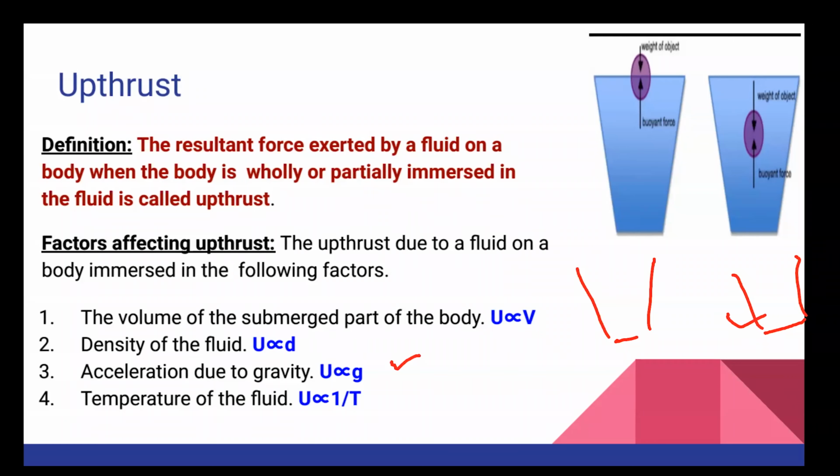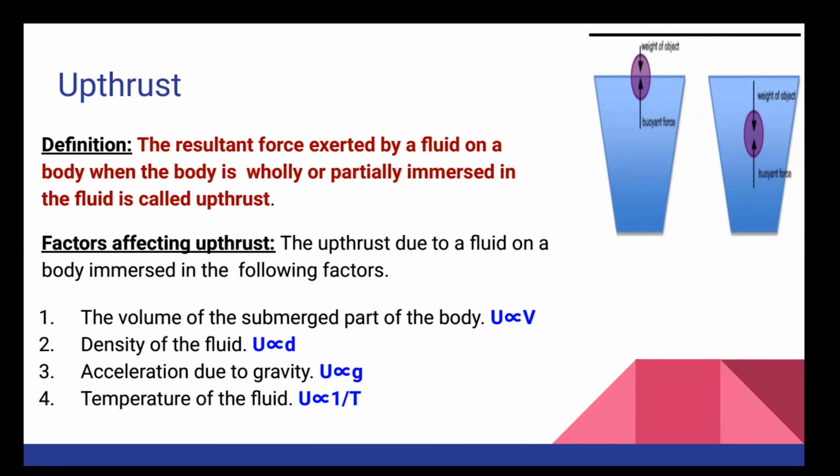And finally, the last factor is temperature. When we increase the temperature, upthrust of the liquid decreases. It is because the effect of increasing temperature is expansion. Expansion of a substance means an increase in volume.